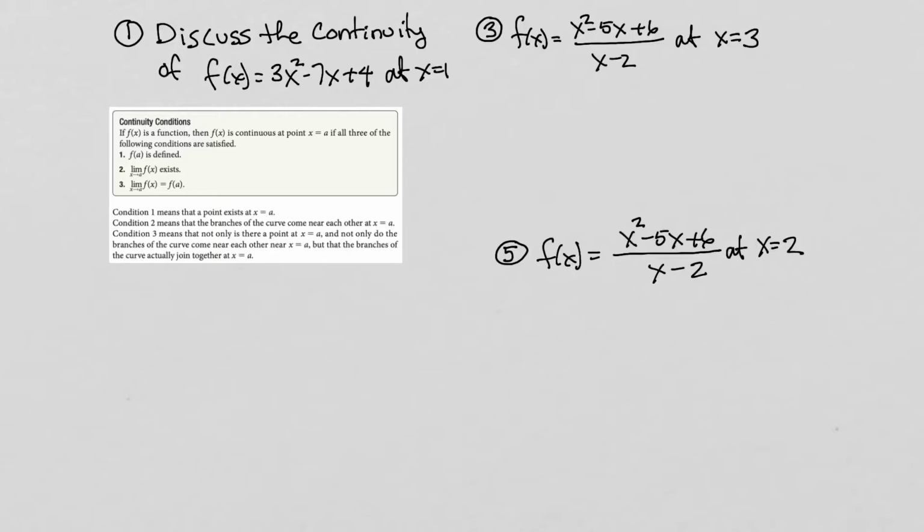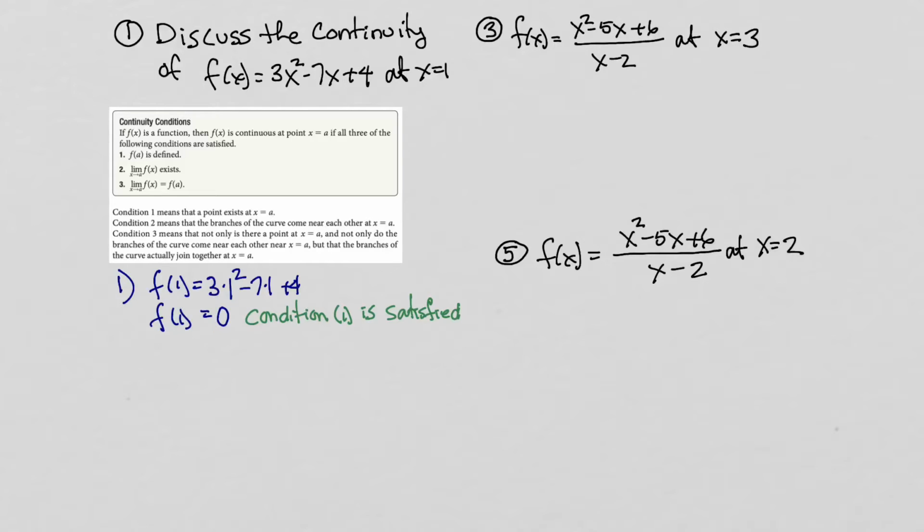So let's start here in number 1. Let's look at this first continuity condition. Is f of a defined? And a, in our case, is 1. So we're going to see if we can put 1 back into our function and actually compute. I computed this function at 1, and I got 0, so we can conclude that f of a is defined. So condition 1 is satisfied. I'll just make note of that here.